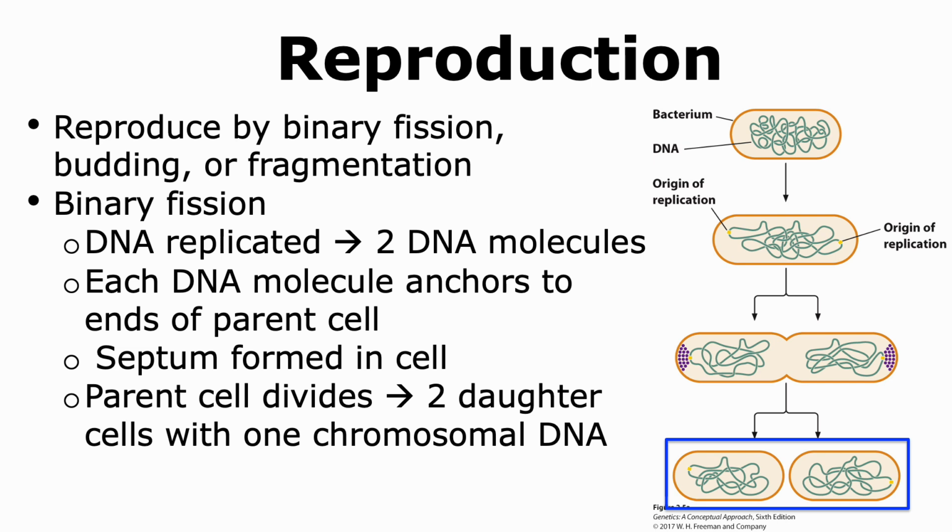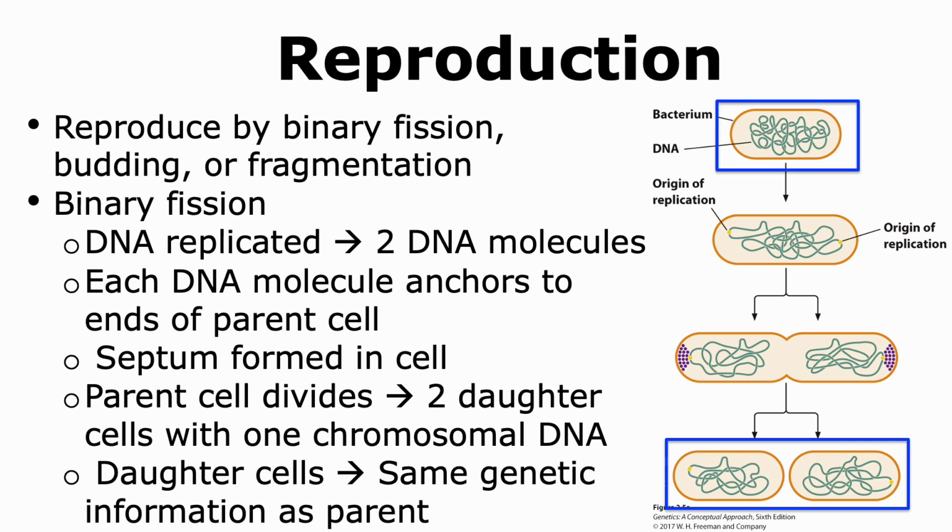Now, in each daughter cell, there is only one chromosomal DNA. And that chromosomal DNA is the same chromosomal DNA that was there in the parent. Thus, the daughter cells have the same genetic information as the parent. Thus, binary fission is an asexual mode of reproduction.